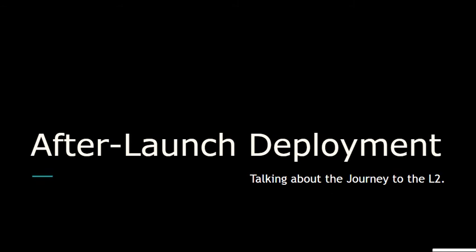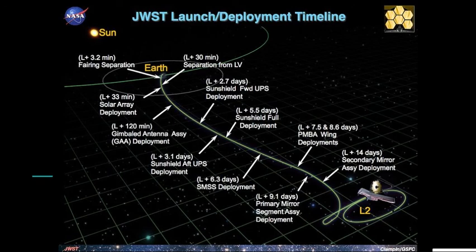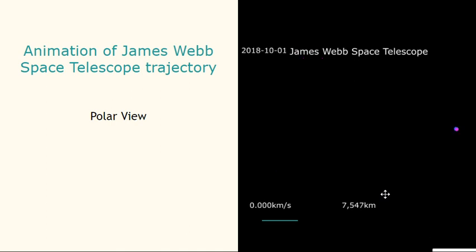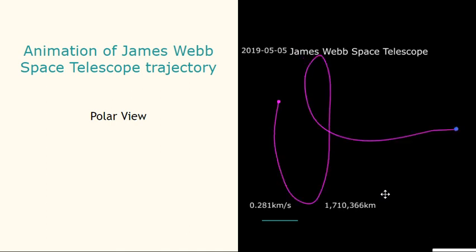So after launch, how will it be deployed, and how much time will it take to fully start taking data after being launched from the Earth? This is the whole timeline. Here is the Sun, here is the Earth, and it's going to go away from Earth to a point 1.5 million kilometers away, at L2, and it will simultaneously deploy its wings and its mirror, and start taking data after a month of deployment. So here you can see a polar view of the trajectory, of how it will rotate and orient itself for data taking.